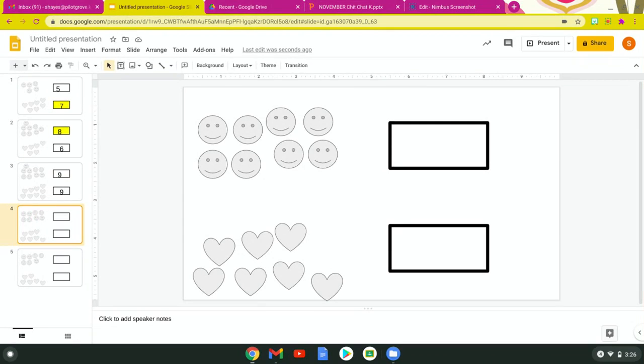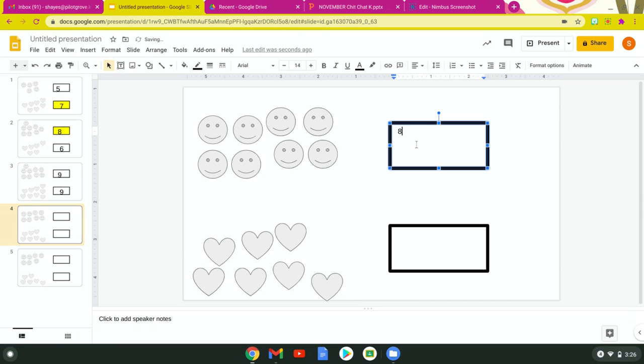Okay, let's go ahead and go to this one. We're going to count the smiley faces again. Help me count. Ready? 1, 2, 3, 4, 5, 6, 7, 8. There is 8 smiley faces. And then let's see how many hearts there are. 1, 2, 3, 4, 5, 6, 7. 7 hearts.